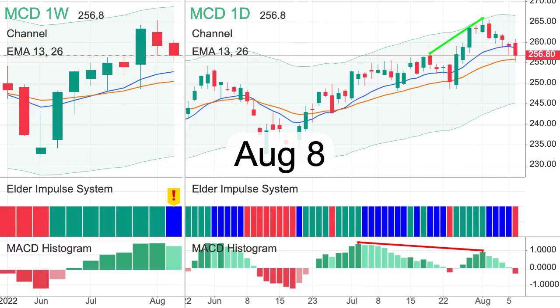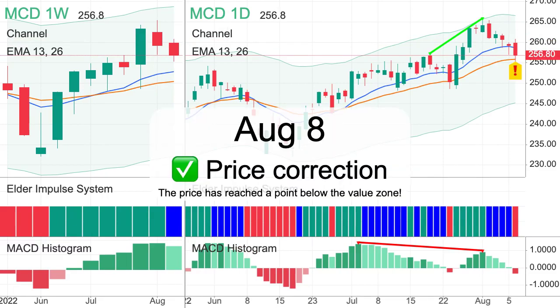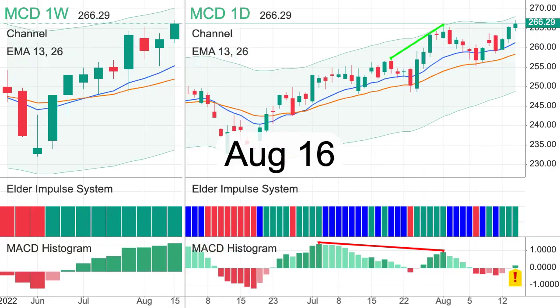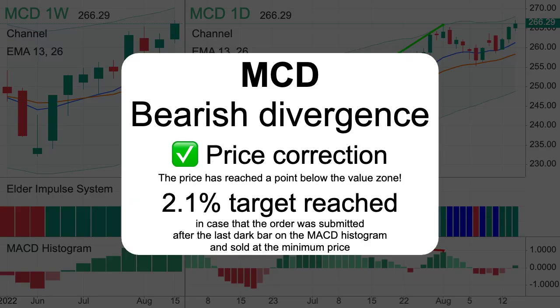There is a blue bar on an Elder Impulse System on the weekly chart. The price has reached a point below the value zone. MACD histogram crossed the zero line. 2.1% target reached.